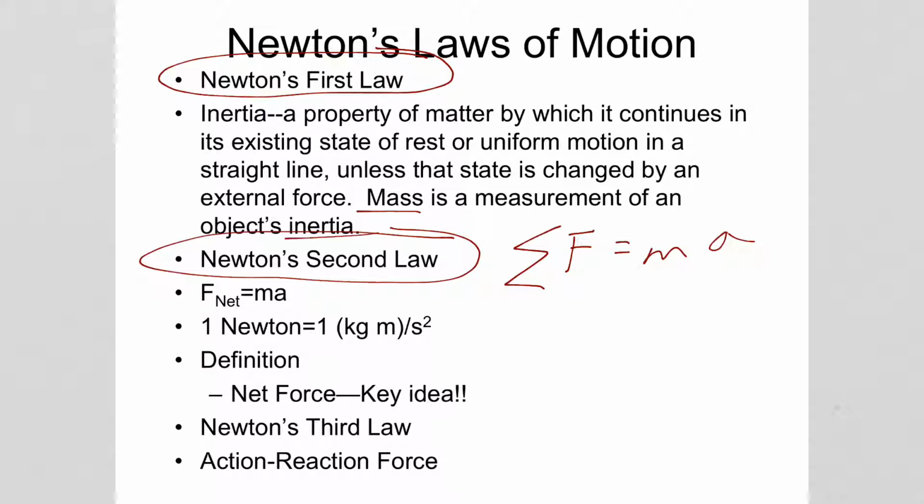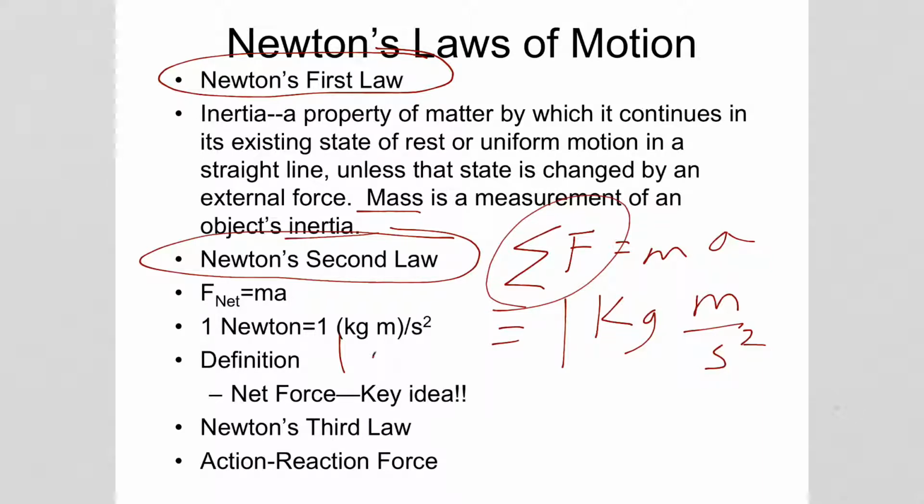This formula gives us a good way to look at the units for force. So we're saying that force is equal to mass times acceleration. Mass we measure typically in kilograms. Acceleration we tend to measure in meters per second squared. So one of these is equal to 1 Newton.